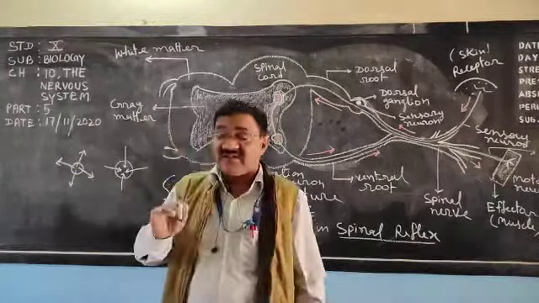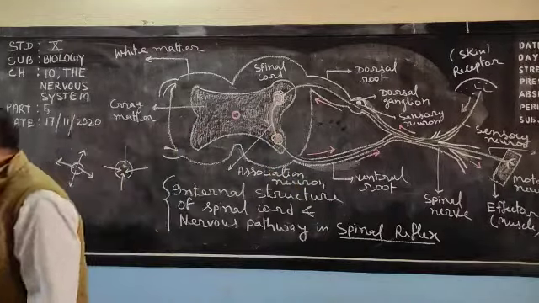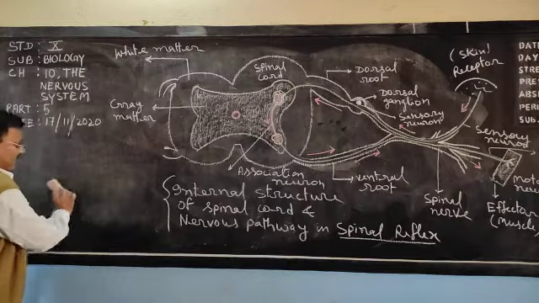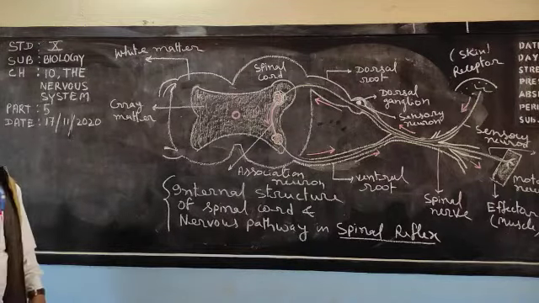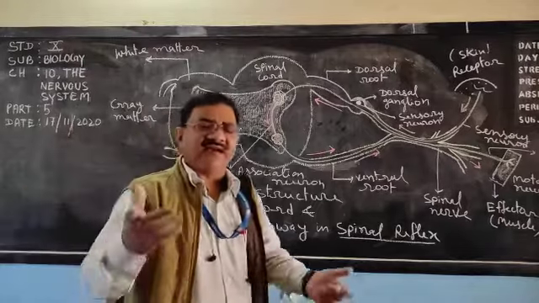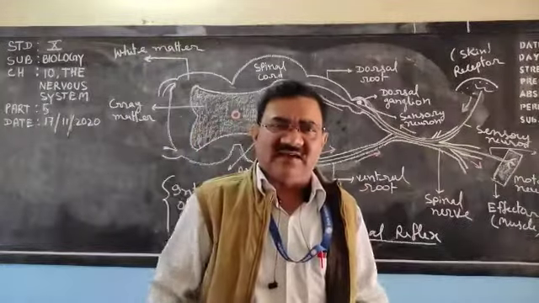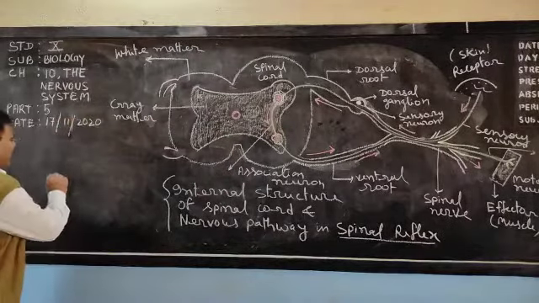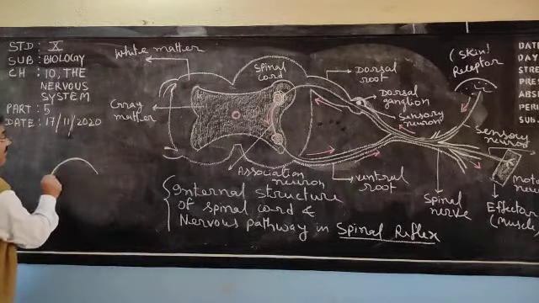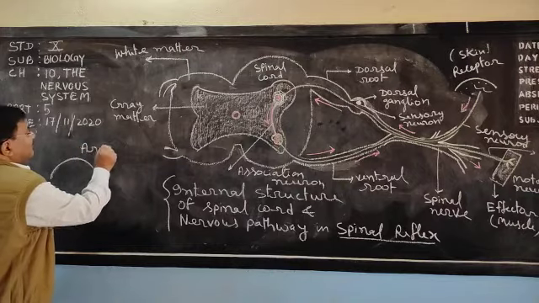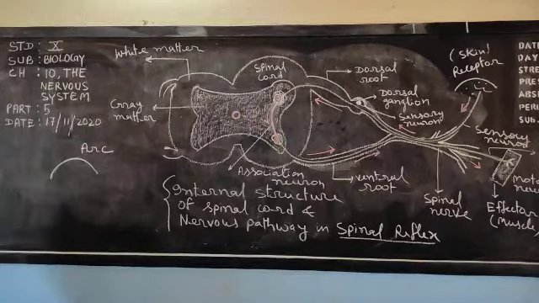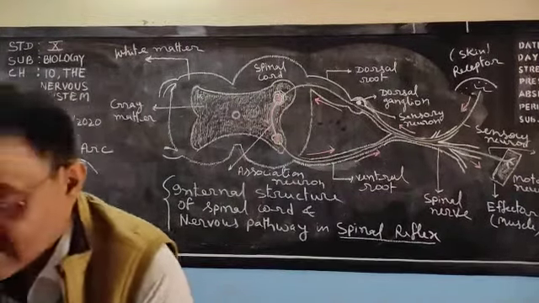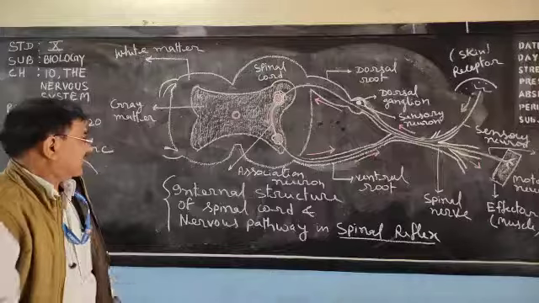Reflex action I have discussed. Now, arc. I know you all are very good in mathematics. In the circle chapter you have read the part of the circle. The part of the circumference is the arc. This one is the arc. I will discuss one arc, and the name of that arc is the reflex arc.